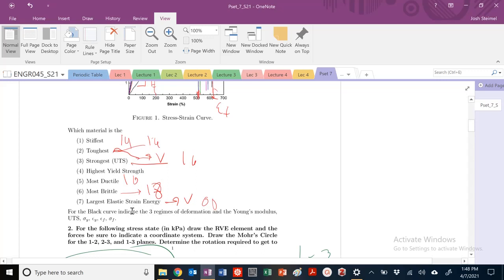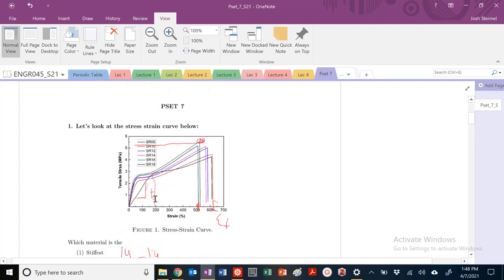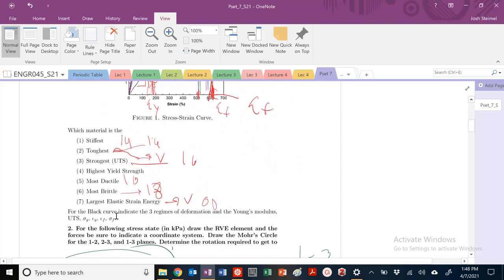And so for the black curve, we are going to label our 3 regimes. For the black curve, it's here and here. So this would be 1, 2, 3: elastic, plastic, and fracture. This would be my Young's modulus, as we said here. My yield strength would probably be right here. My yield strain would be essentially right here. This would be my ultimate tensile strength, and my strain at fracture would be right here down below. That would be my strain at failure. Hopefully, we've deduced that.